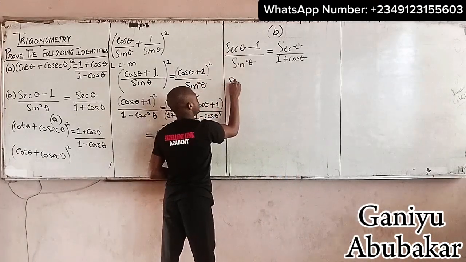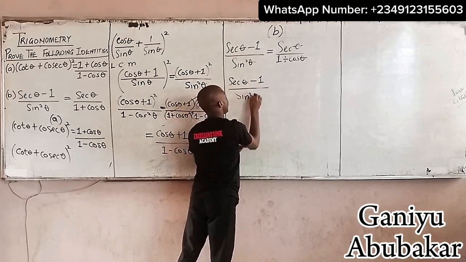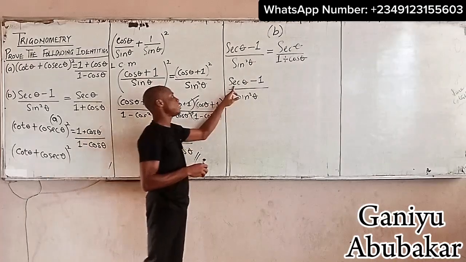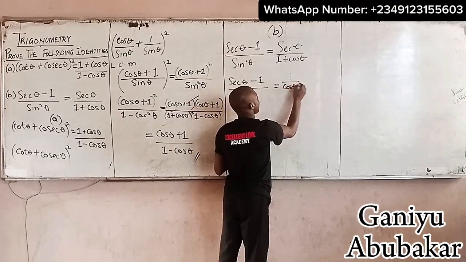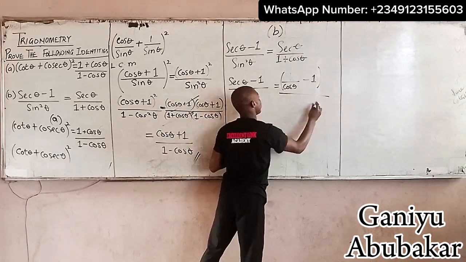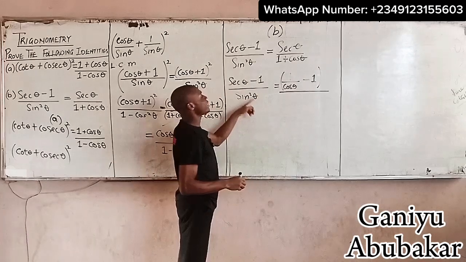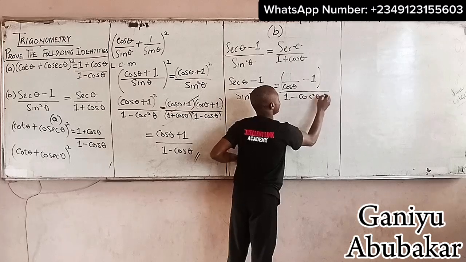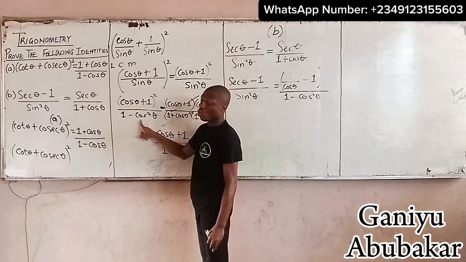So I have sec theta minus 1 all over sine squared theta. From here, what do we know? We know that I can express sec theta as 1 over cos theta, minus 1. I have my numerator as this, all over sine square theta, which means 1 minus cos squared theta, as we used earlier. Now sine squared theta gives 1 minus cos squared theta.